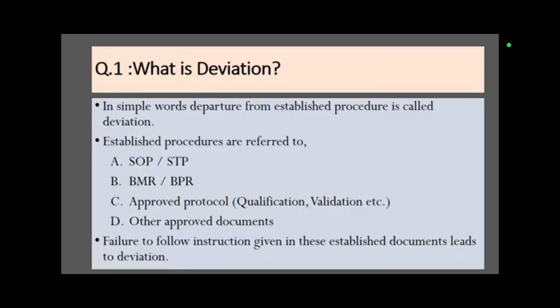We will start with the very basic question, what is deviation? Answer of this question should be, in simple words, departure from any established procedure is called deviation. Established procedures refer to standard operating procedures, standard test procedures, batch manufacturing records or batch packaging records, approved protocols like qualification or validation protocols, or any other approved documents. Intentional or unintentional failure to follow instructions given in these established documents leads to deviation.